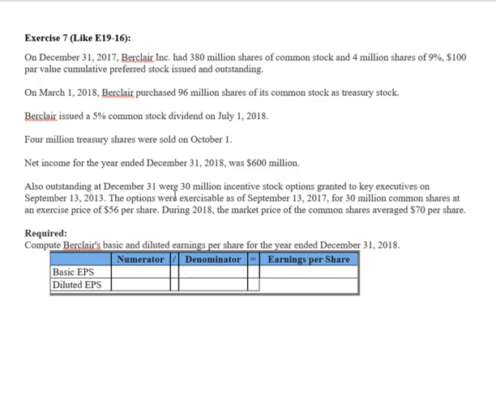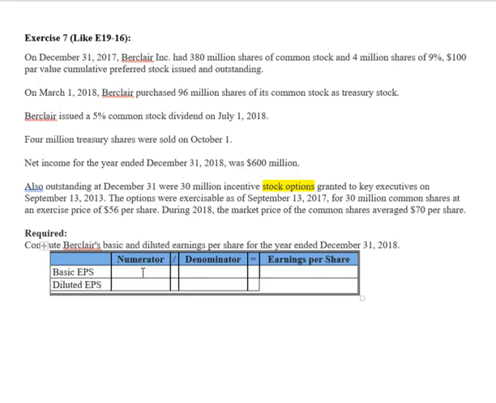Also outstanding at December 31st were 30 million incentive stock options. Now, when we talk about stock options, we don't worry about those in basic earnings per share because they were not exercised. The options were exercisable for 30 million shares, with an exercise price of $56 per share. During 2018, the market price was $70. So we'll worry about the stock options in a moment when we do diluted earnings. We do not need it for basic earnings per share.